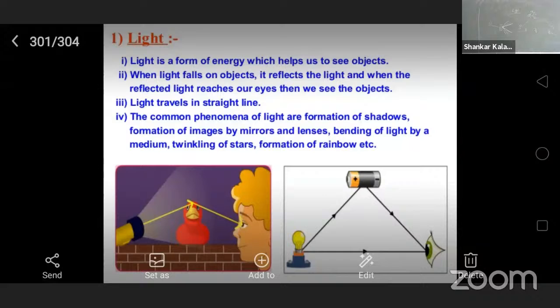So because of the sunlight, we can see the formation of shadows and the formation of images by mirrors and lenses. Concave mirror and convex mirror, I'll come to that afterwards. Formation of image by mirrors means whatever image we have, we can observe in the mirror, right? Whenever we want to make ourselves ready, we see our face in the mirror. Yes or no? The mirror forms the images.